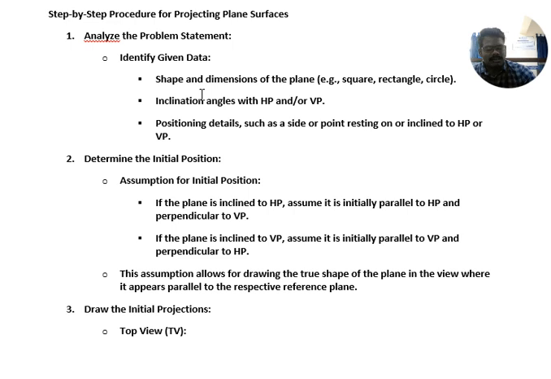So first, we have to read the question carefully, analyze the type of plane surface given, its dimensions, where the object is resting, whether it is resting on the horizontal plane or vertical plane, and the surface inclinations. If the plane surface is inclined to one plane, we have to follow two steps to get the answer. If the plane surface is inclined to both planes, we have to do three steps. Only in the third step will we get the answer when the plane surface is inclined to both principal planes. So, for example, determine the initial position, the assumption for the initial position.